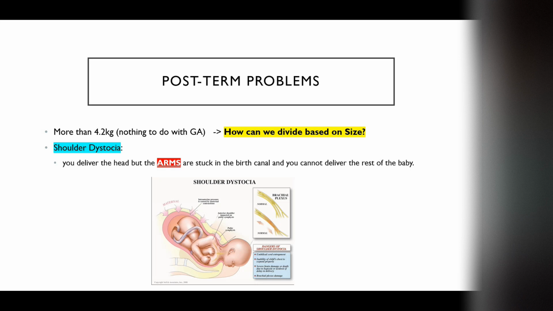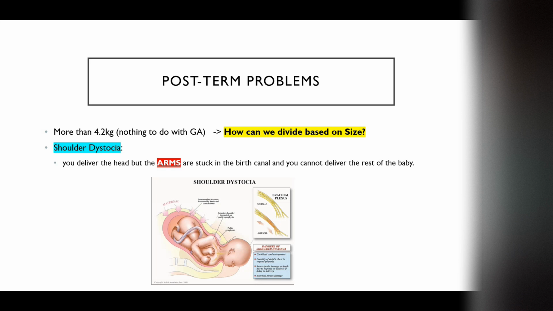Now, the definition of macrosomia is more than 4.2 kilograms. It has nothing to do with gestational age, okay? So macrosomia can also occur in term or in post-term babies. We don't care about gestational age. We just look at the weight of the baby. It's born 4.2 kilos and above.